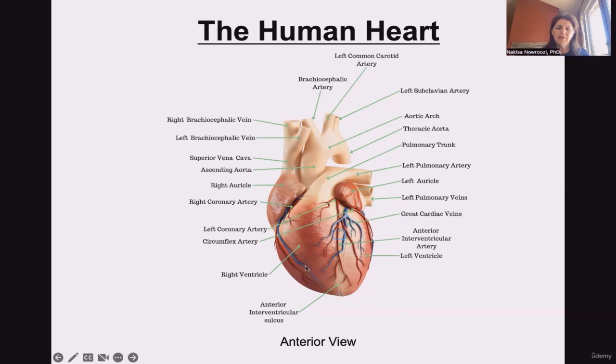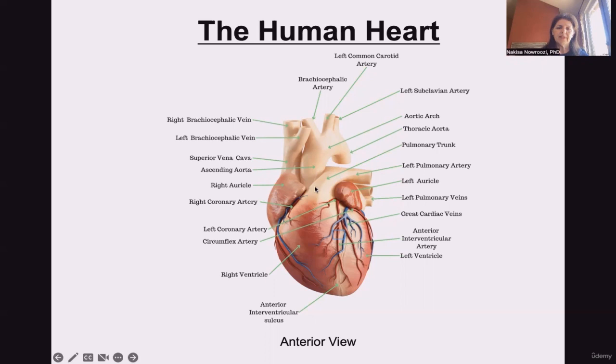On the right side of the model, we have this chamber, which is called right ventricle. Above it, this chamber is called right auricle. We have left auricle, left ventricle. These are the four chambers of the heart.